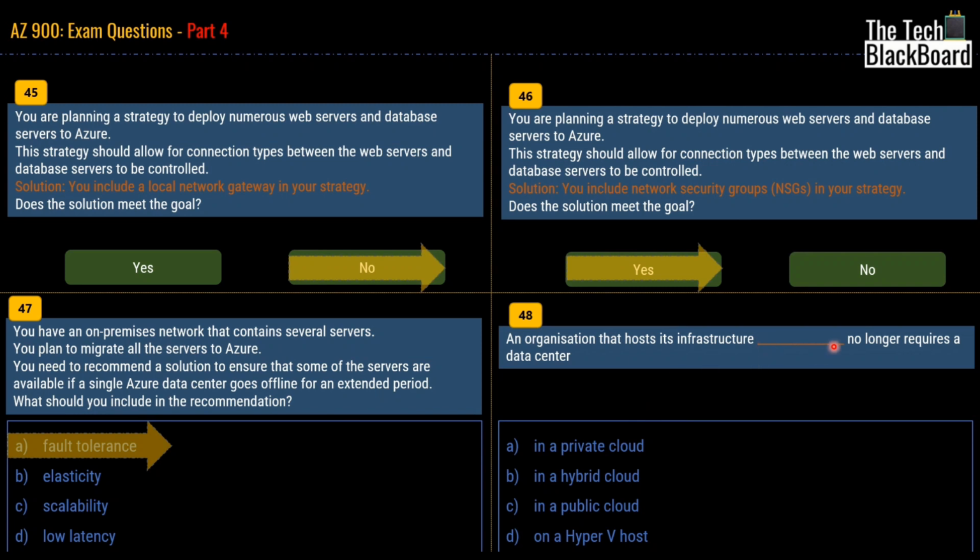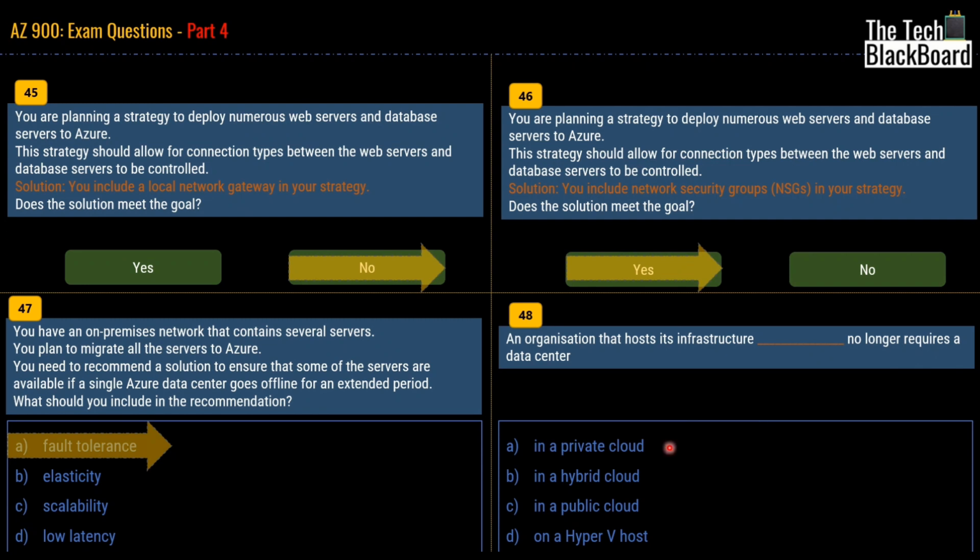It's a kind of fill in the blanks question type. So let's read it out. It says an organization that hosts its infrastructure dash no longer requires a data center. So you need to tell when an organization, if it moves to private cloud or hybrid or public or Hyper-V, then it's in a state where it does not need to use its on-premises data center.